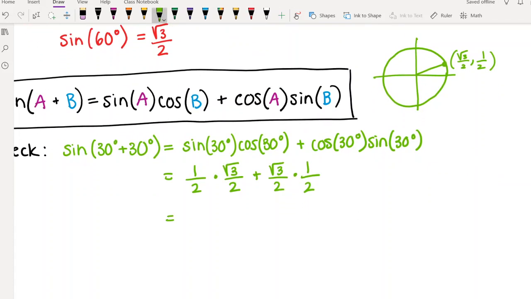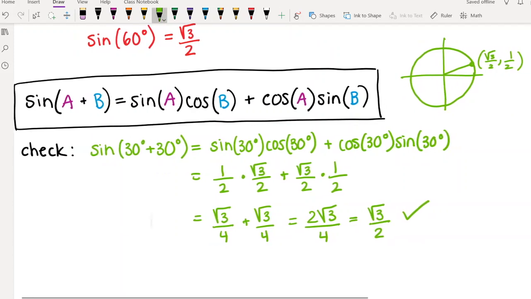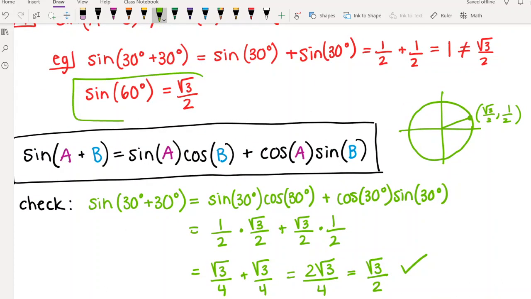So if you add these up, you end up with square root of 3 over 4 plus square root of 3 over 4, right? Because when you multiply two fractions together, you multiply the numerators and multiply the denominators. And so that gives you 2 times the square root of 3 over 4, which is the same thing as square root of 3 over 2. So that agrees with what we know the actual value of sine of 60 is. And so that demonstrates that this formula makes sense. It works at least for this one example.